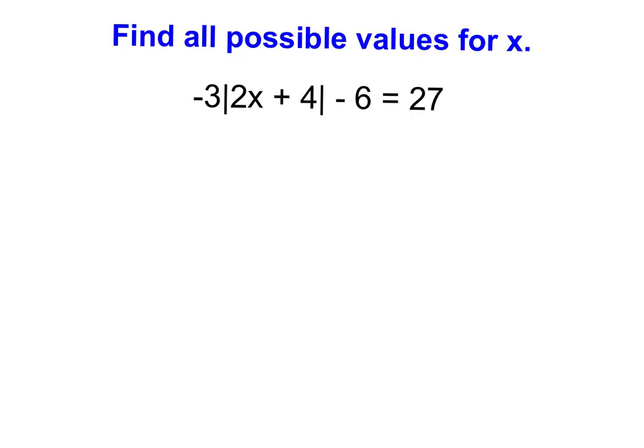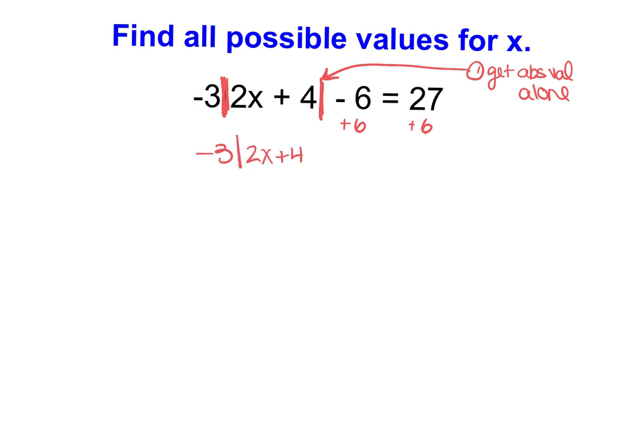So let's go ahead and give this next one a try. Now remember, because the absolute value is mixed into an equation, we need to get the absolute value alone first. So our first step, step 1, is to get the absolute value alone, because we can't break anything in and we can't break anything out. So we're going to start here by adding 6 to each side. So I have negative 3 absolute value 2x plus 4 is equal to 27 plus 6, which is 33.